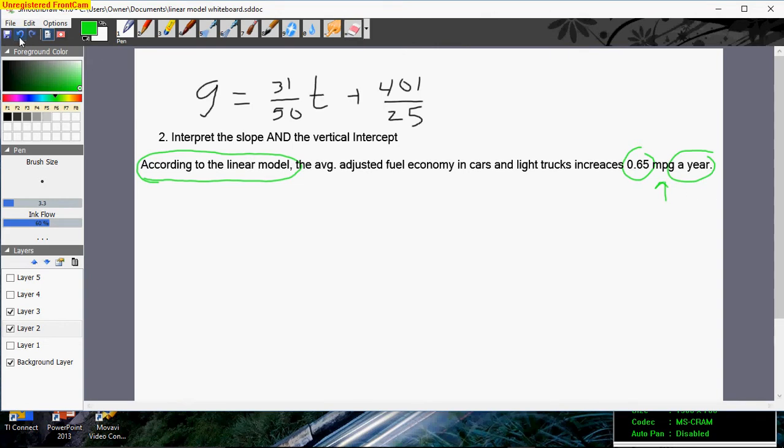Okay, that's fantastic. Now, how do we interpret the vertical intercept? Again, this is going to be another word answer, so we're going to have another decimal in that answer, and it's important to know what that 401 divided by 25 means. That is the point in 2000, that was the average adjusted fuel economy. That is where our graph starts, because that's where we decided to measure from. So that's what the vertical intercept means.